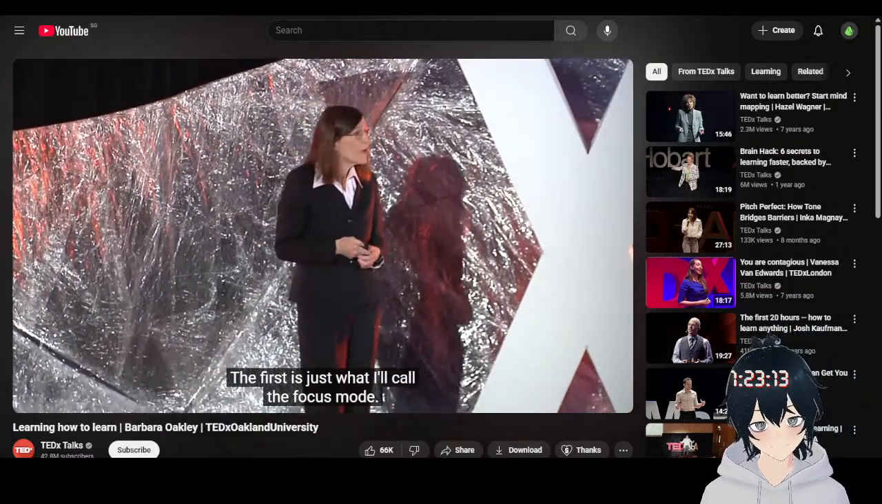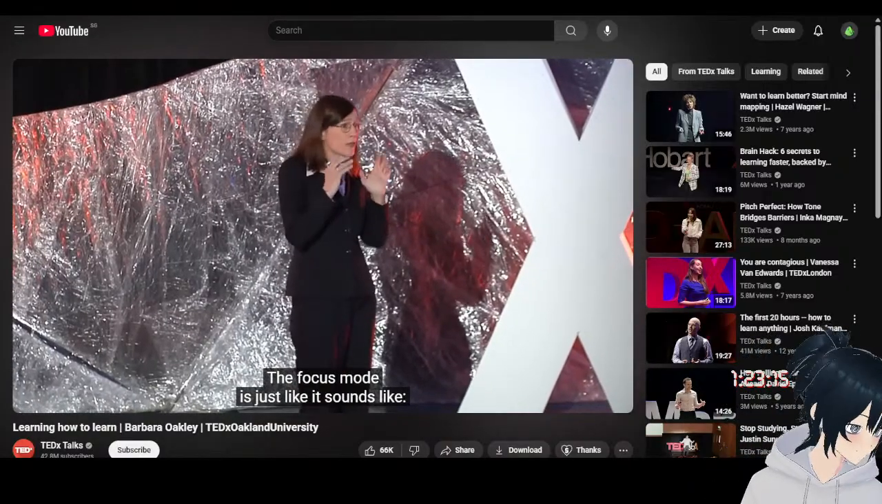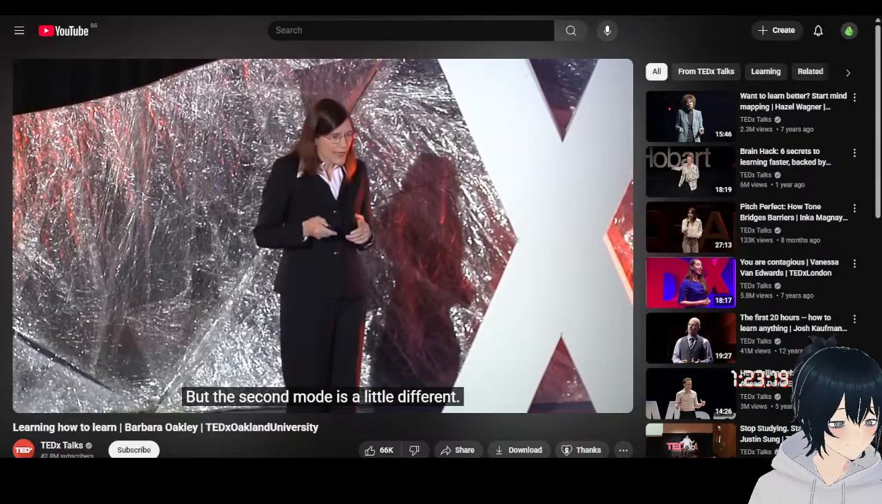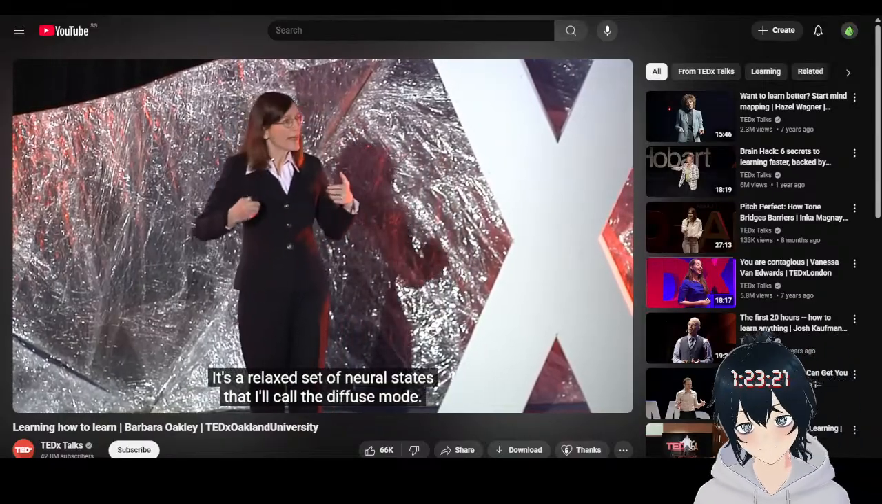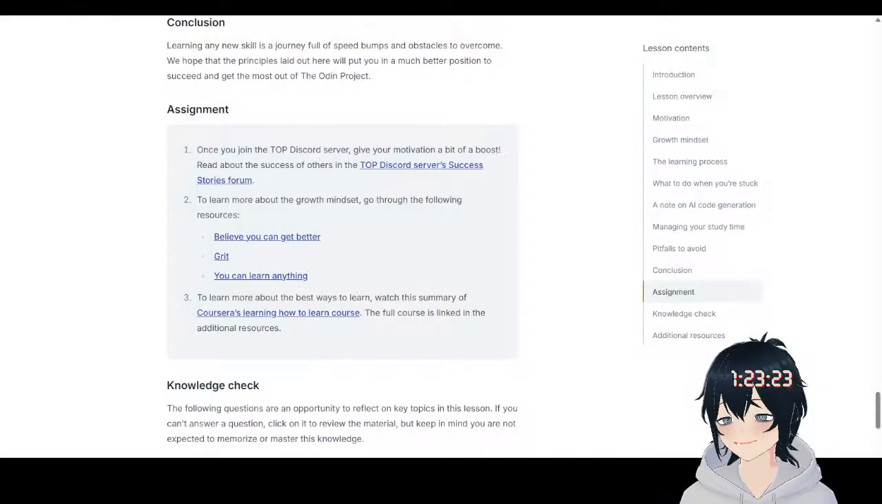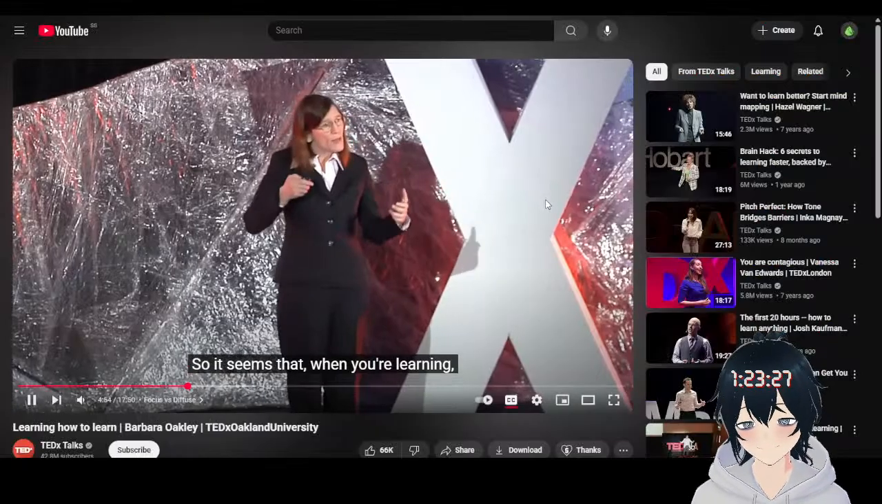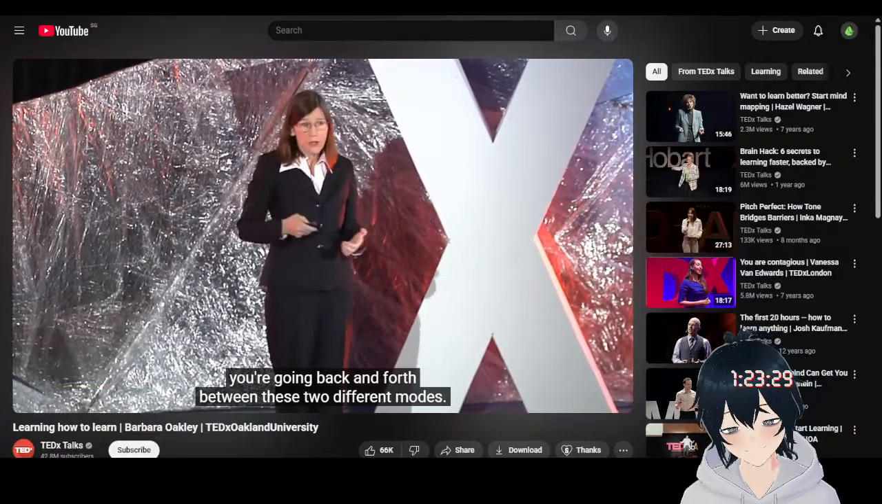The first is what I'll call the focus mode. And the focus mode is just like it sounds like. You turn your attention to something and boom, it's on. But the second mode is a little different. It's a relaxed set of neuroscience resting states, the diffuse mode. And so it seems that when you're learning, you're going back and forth between these two different modes.